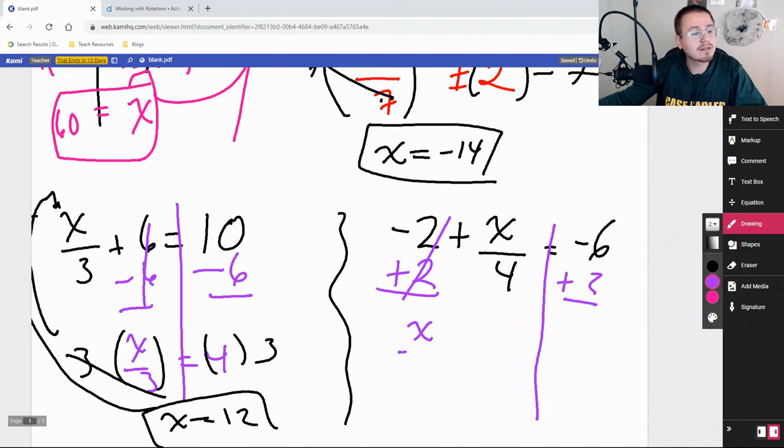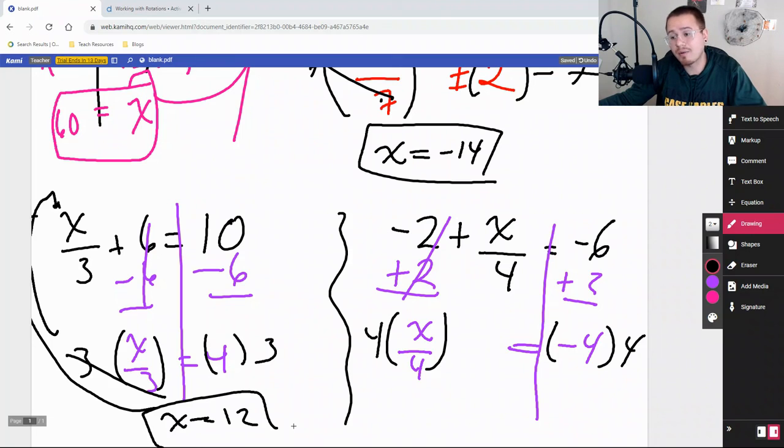We're going to get x divided by 4, and that's going to be equal to negative 4. And we're going to multiply by putting both sides in parentheses because we don't want to mess up later on when we have crazier problems that we have to multiply across. We got x equals negative 16.